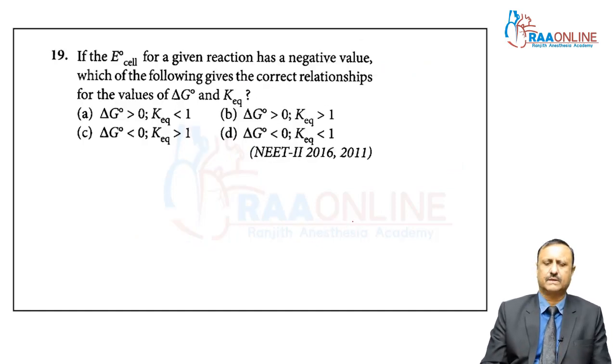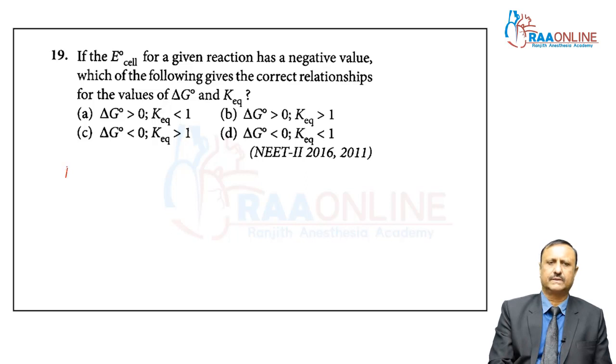Now we can discuss question number 19. Here, my dear students, if the E0 cell for a given reaction has a negative value, which of the following gives the correct relationship for the values of delta G0 and K equilibrium? You can see the formula. By this formula, my dear students, delta G naught is equal to minus nFE cell.